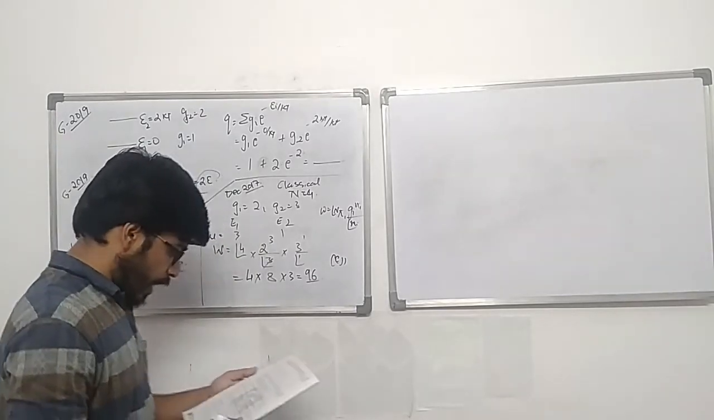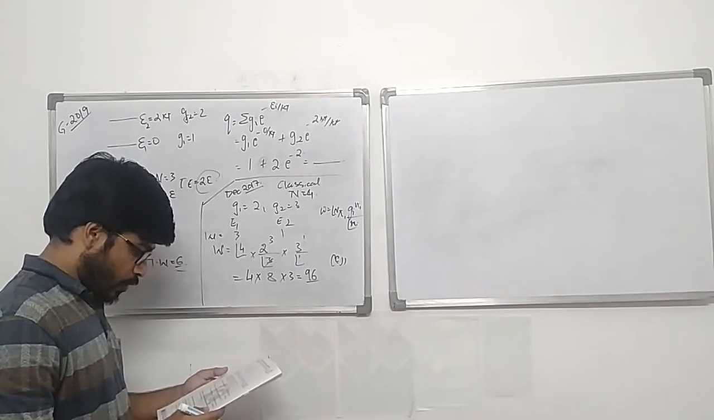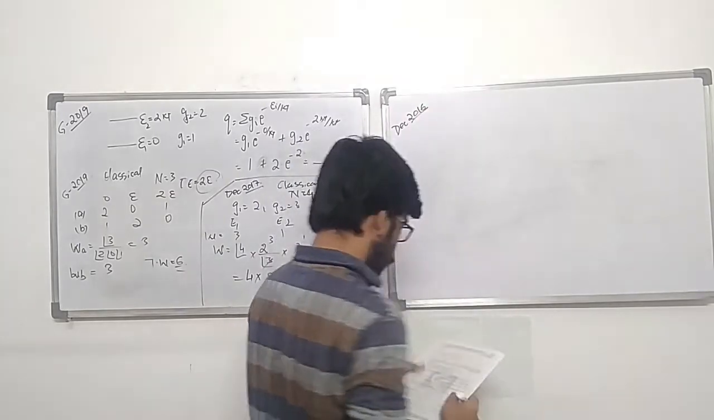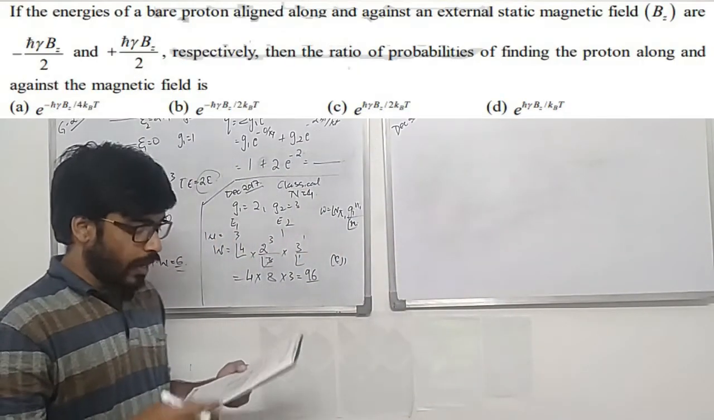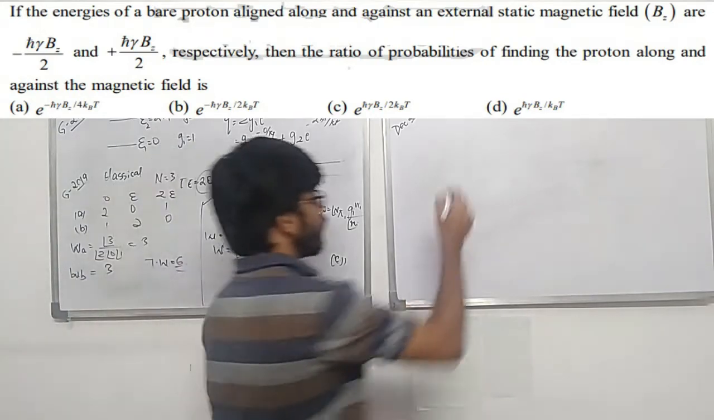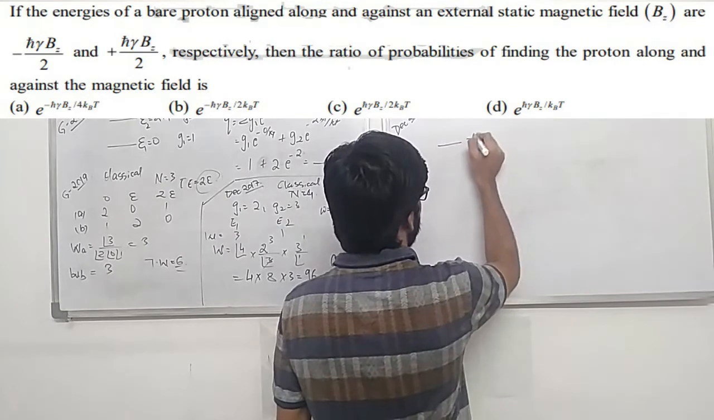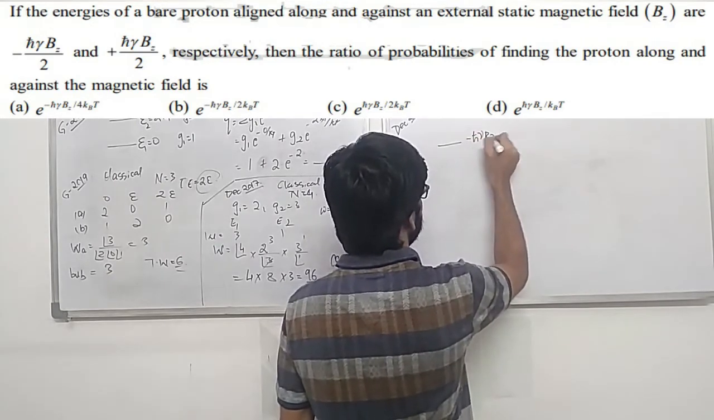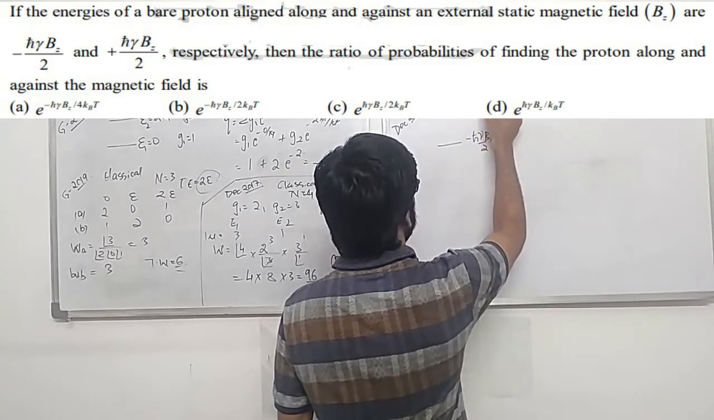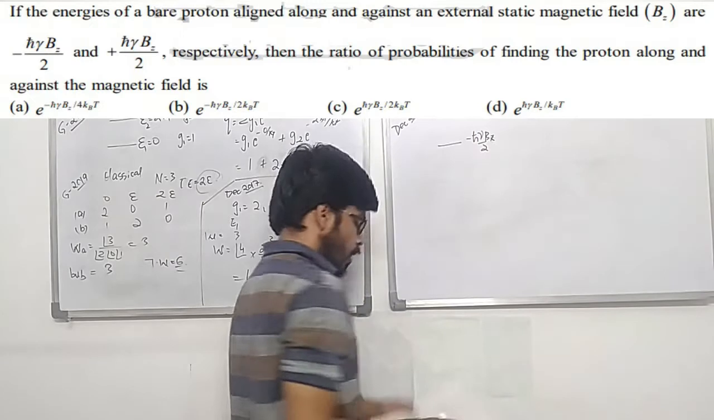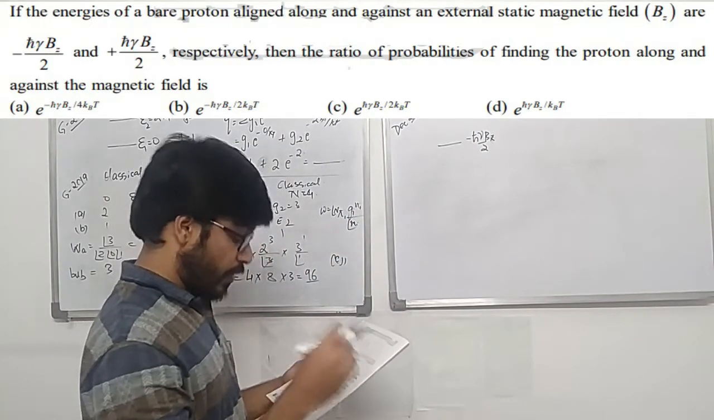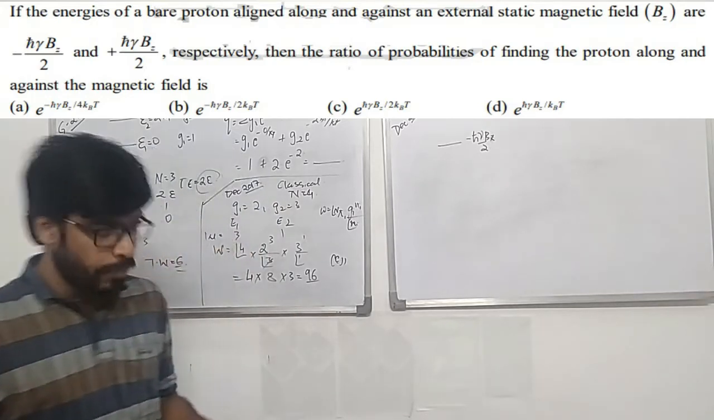So the next question we have is from December 2016. And the question says, the energies of a bare proton aligned along and against an external static magnetic field are given. So you are given 2 energy levels. The one along is this, and the one against is this. You have been asked to find the ratio of the probabilities of finding the proton along and against the magnetic field.